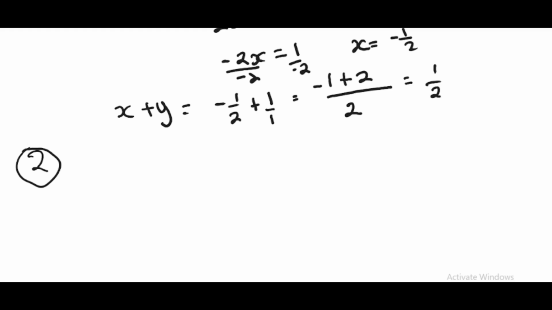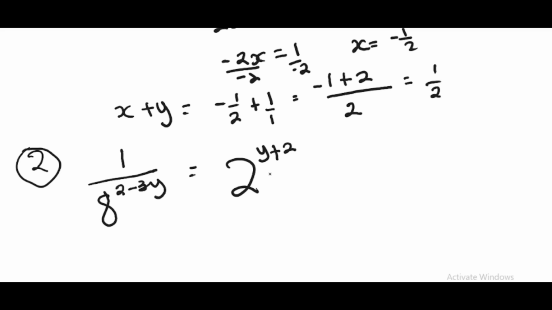1 over 8 raised to the power 2 minus 3y is equal to 2 raised to the power of y plus 2. We are to find y, right? Good. So what do we do?